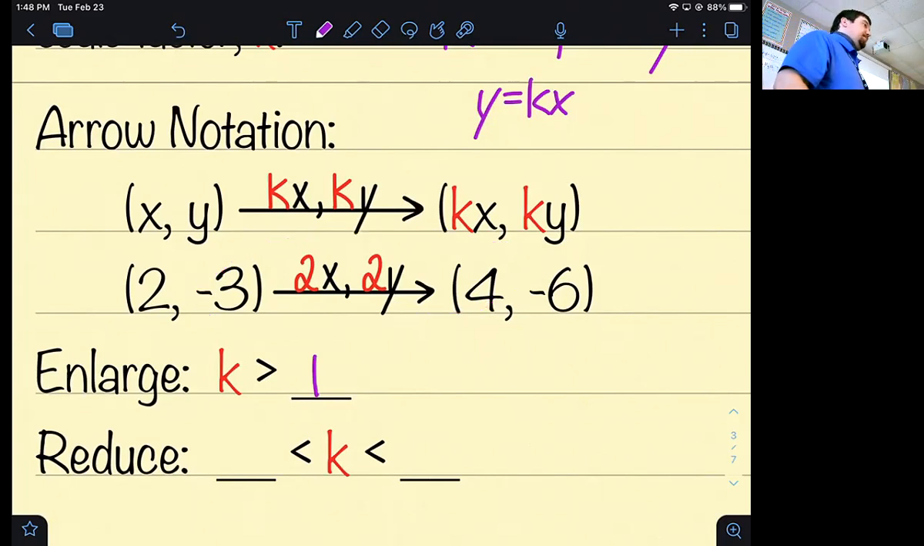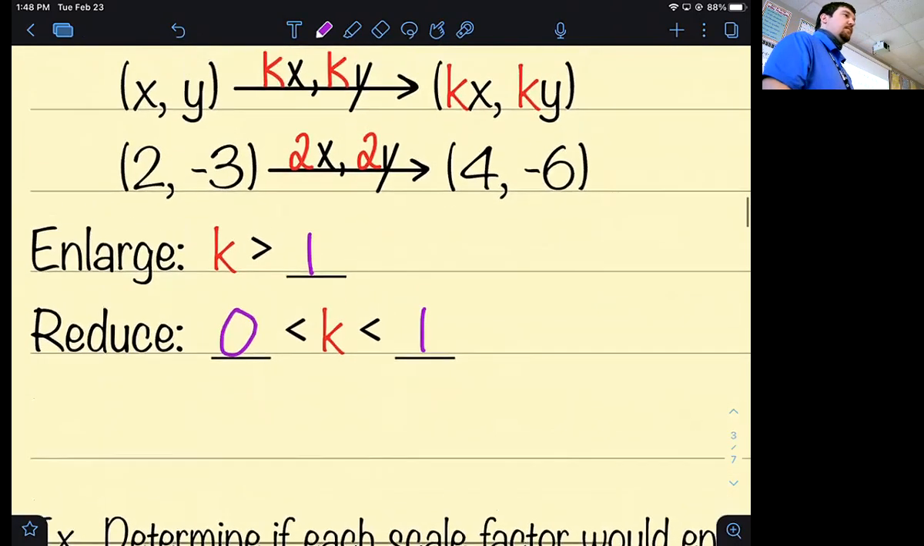If I want to reduce it, it's got to be smaller than 1. But it can't be too small. It can't be negative. So it's got to be between 0 and 1. If you multiply by a number between 0 and 1, like 1/2, or a third or a fourth or a fifth, it's going to get smaller. Clear?